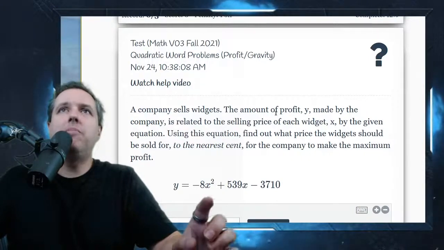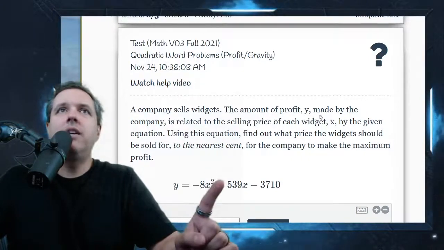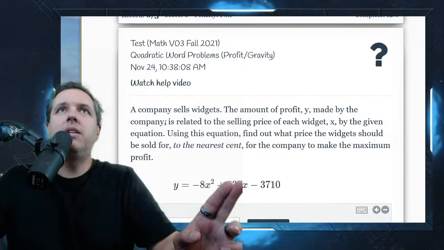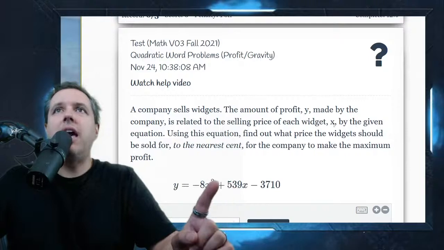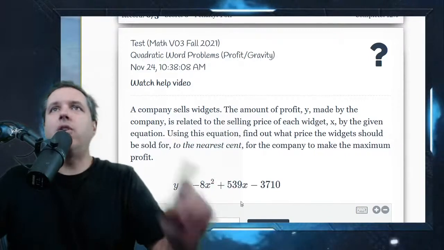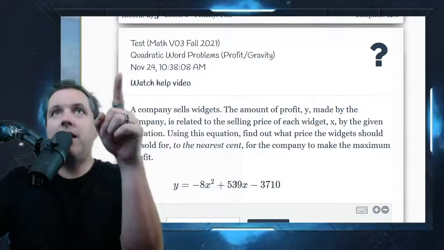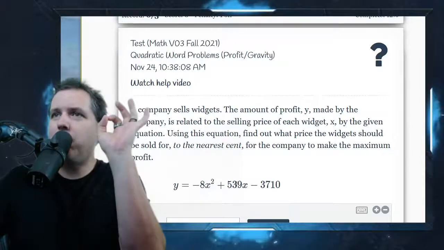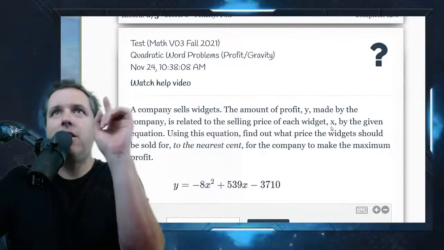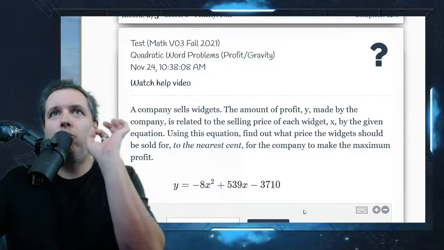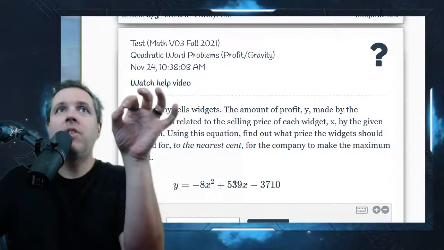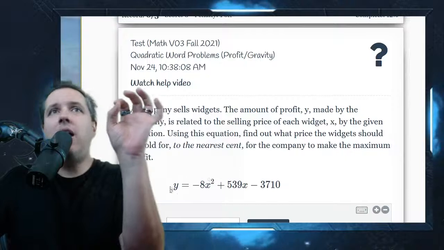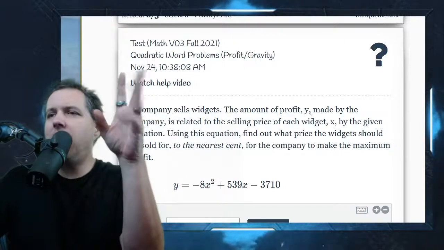Okay, where are we? The amount of profit Y made by the company is related to the selling price for each widget X. Okay, so it's even taken me a minute. This is what you've got to do: you've got to break it down and figure out what the pieces are. X is the selling price. So we input a selling price into this equation for X, and then what we get out is the Y value, which is our profit. See how they tell me that?